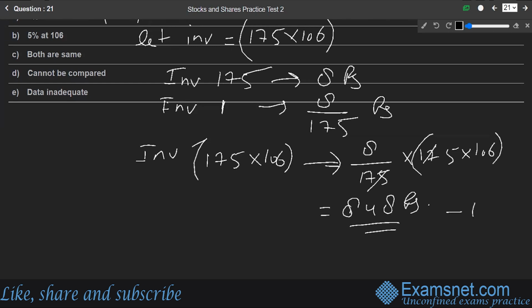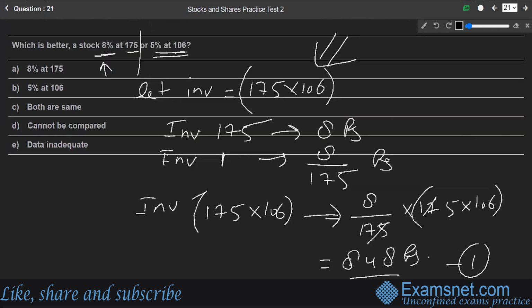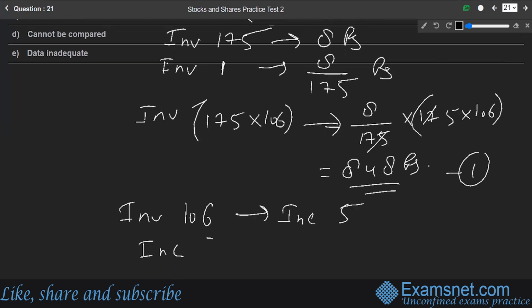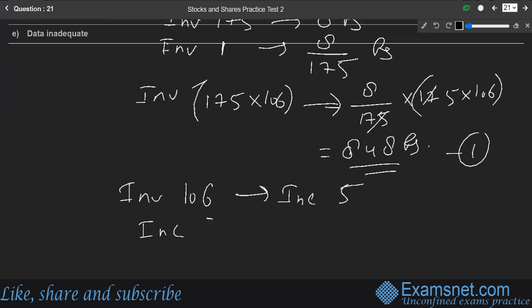Okay, then we'll leave it like that and we'll go to the second scheme and we'll find out the income from there also. In the second scheme, what is being offered? 5% at 106. That means if you invest 106 as the market value, you're going to receive the income of 5 rupees over the face value of 100. So clearly we can say income of 5 rupees being received with 106 as the investment. So if the investment would have been 1 rupee, the income would have been 5 by 106. This is how we can write.